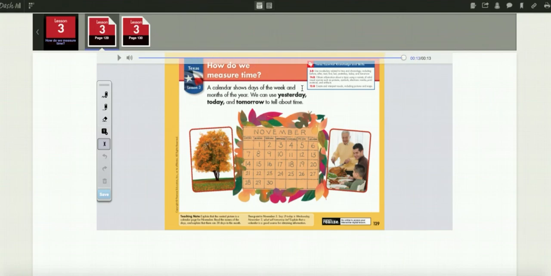So one way we measure time is by using a calendar. And with the calendar, we talk about today, we talk about what happened yesterday, and tomorrow. It shows you the days of the week. It also shows you the numbers for all the days in the month. So that is one way to measure time. Can you think of another way we measure time? Yes, a clock. We use a clock to show us what time of the day it is.